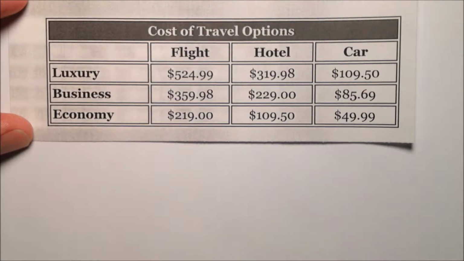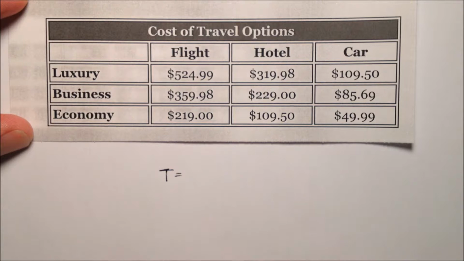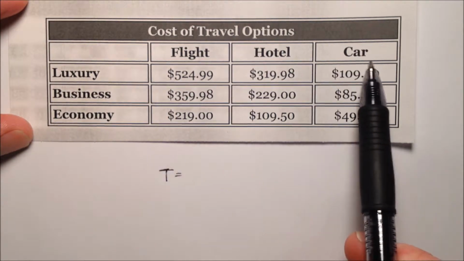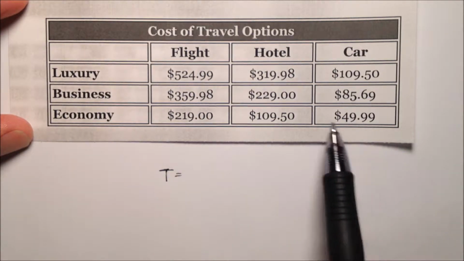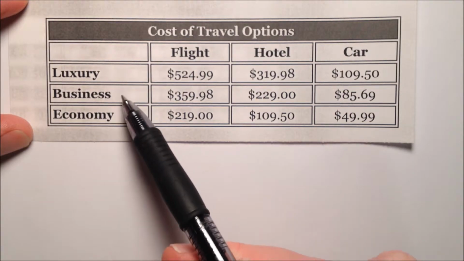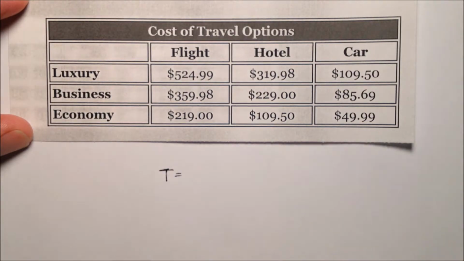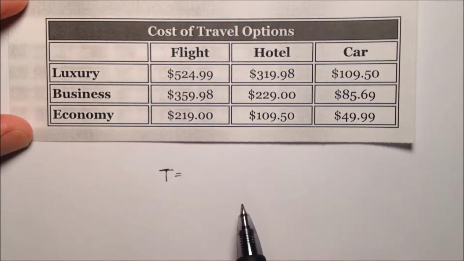In this example, it says to display the data from the table as a matrix T. So I know my matrix is going to be the letter T, so I'm going to say T equals. And it appears that I have 3 columns, my flight information, hotel information, and car information, along with 3 rows, the different types that I can have, luxury or business or economy, kind of the different classes. So it actually appears that my data is almost in a 3 by 3 matrix grid already.